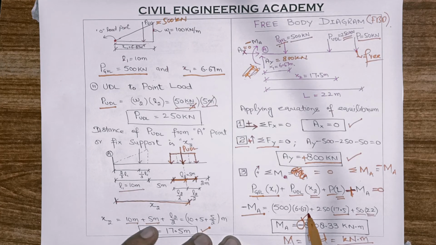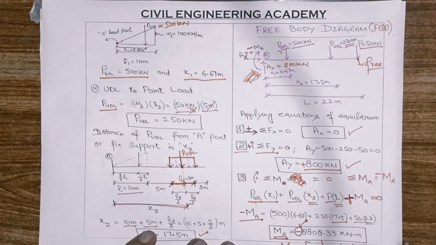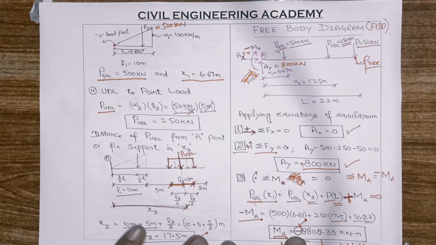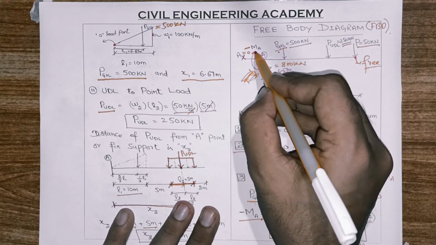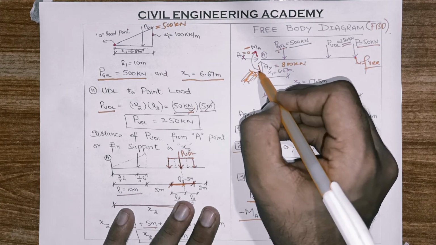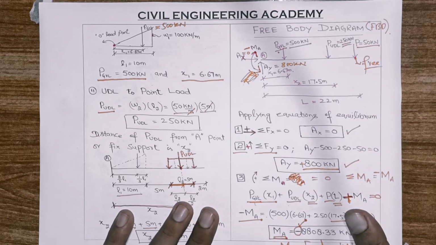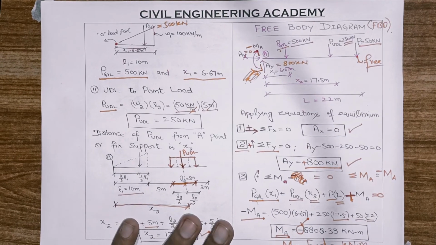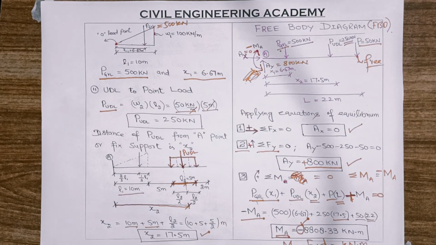So this negative sign is shifted to this side, this becomes negative. This negative sign shows that our assumed direction for the moment at A is wrong. Wrong means we have to suppose it in the opposite direction. We supposed it in this direction, but in the real case it is in this direction. This moment is originally anti-clockwise. So we can show the new free body diagram for all this solution.